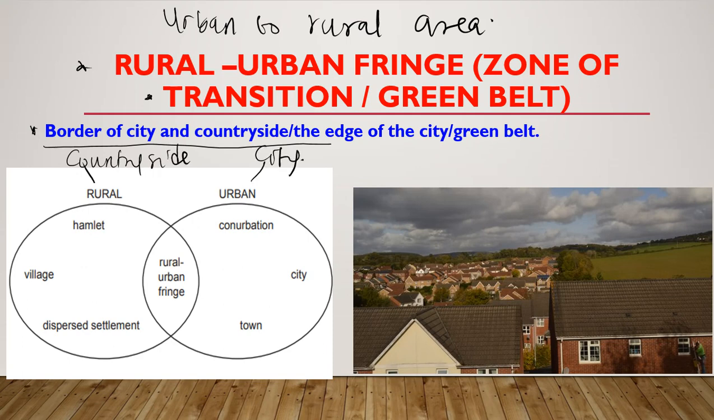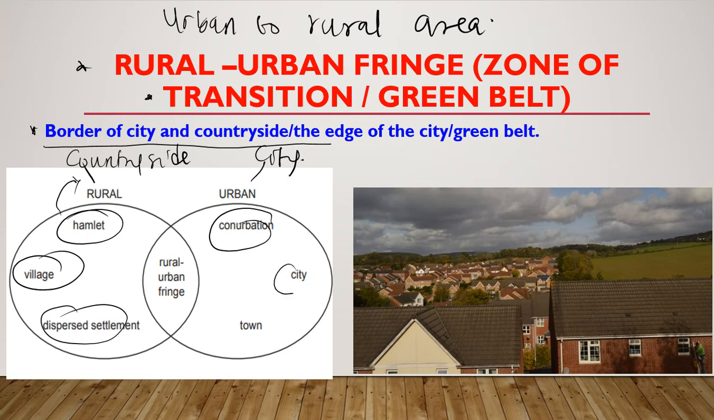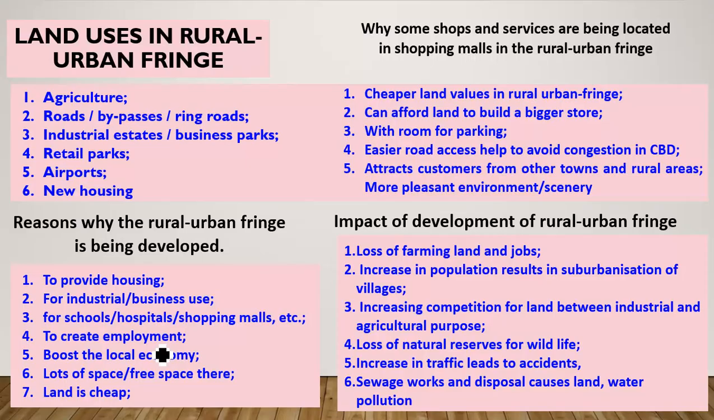Now, when we treated the hierarchy of settlement, I told you that hamlets, villages, and dispersed settlements are usually within the rural areas. Then conurbations, cities, and towns are usually found within the urban area. So the point where the urban area and the rural area come in contact at the edge of the city is referred to as the rural urban fringe. So it has its own features.